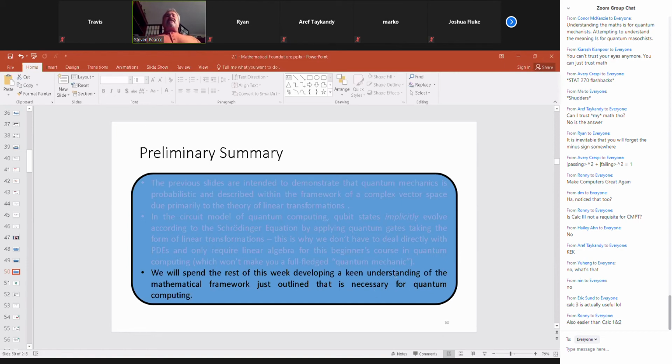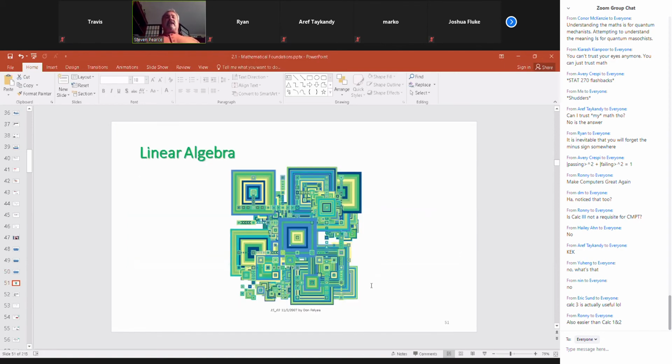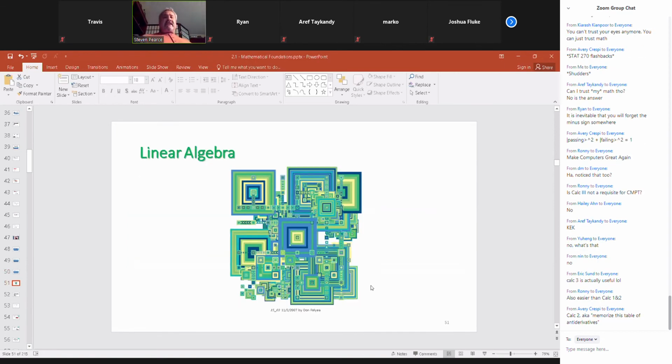So we're going to spend the rest of the time developing a keen understanding of this. So let's do the linear algebra really quickly now. By the way, that's actually a Hilbert space you're looking at there, with a bit of art attached to it. Any questions before we tackle this part of the course?